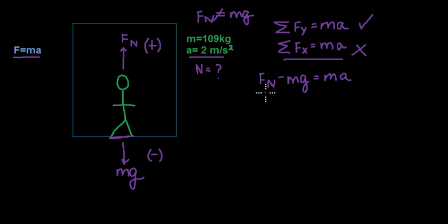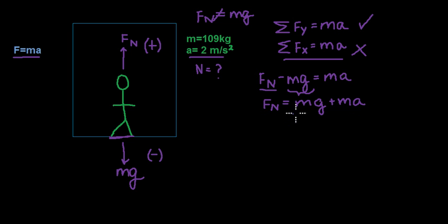Okay, so now what we want to do is solve for the normal force. So we can move this mass times gravity over to the right side, and we'll end up getting that the force normal will be equal to mass times gravity plus mass times acceleration.